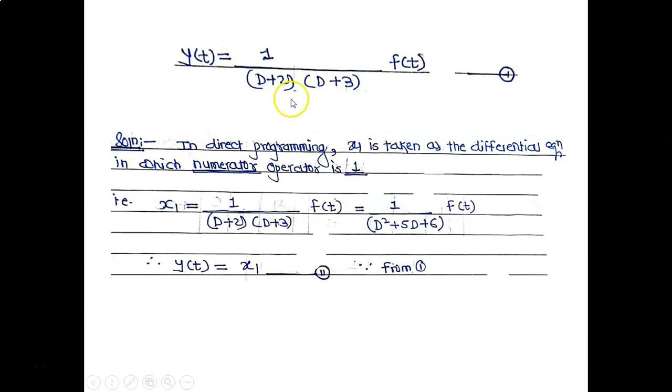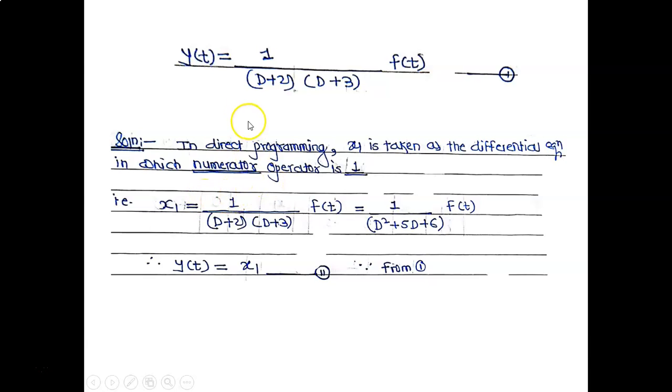Now solution. This is our equation 1. y(t) is equal to 1 divided by (D plus 2) into (D plus 3) into f(t). Equation 1. The direct programming. In direct programming, x1 is taken as the differential equation in which numerator is 1.